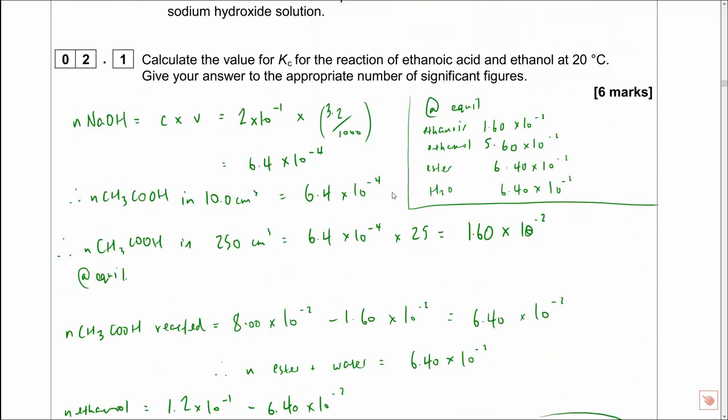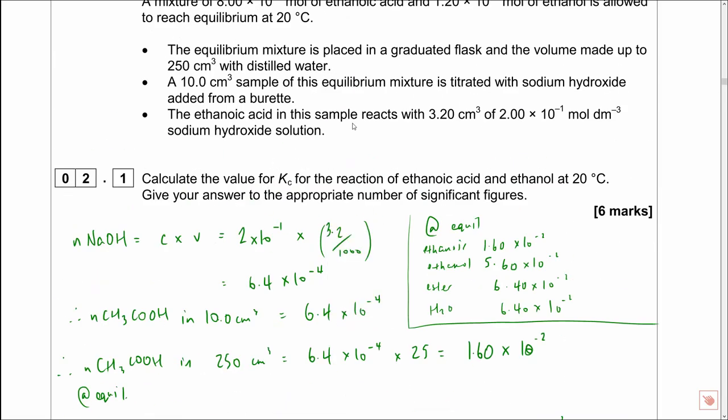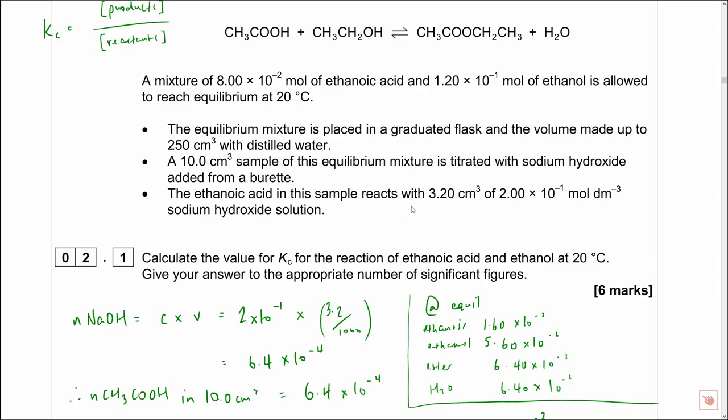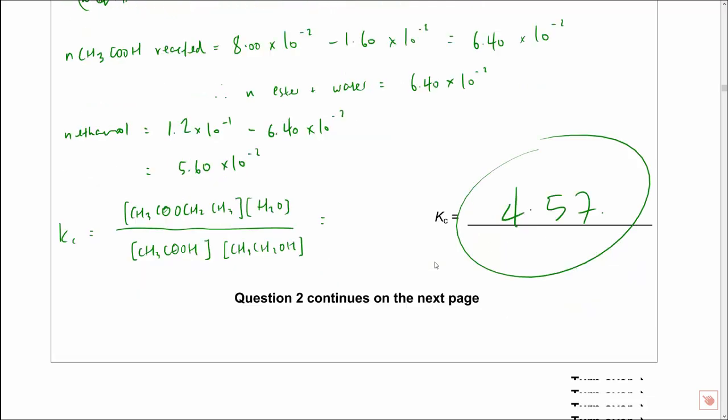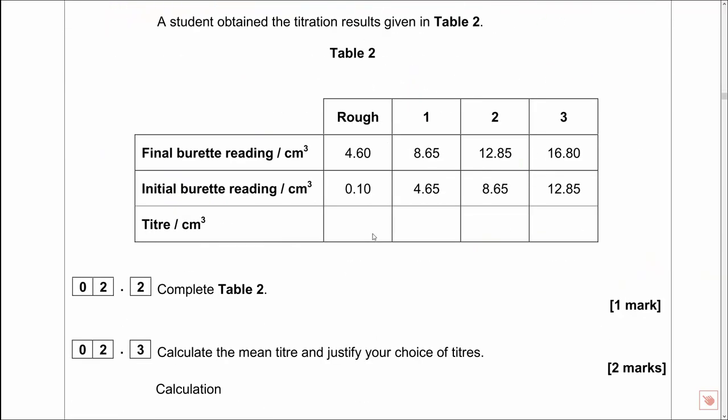Loads of work in there, but 6 marks, not difficult working, just you've got to keep on top of what's going on. Quite a nice question though, quite a good way of working titrations and equilibrium in the same one. I like that. 4.57. Question 2 continues, I'd hope it would.